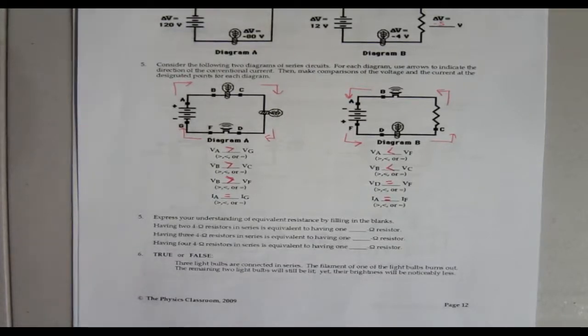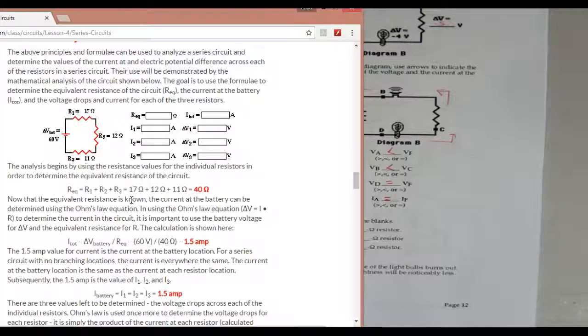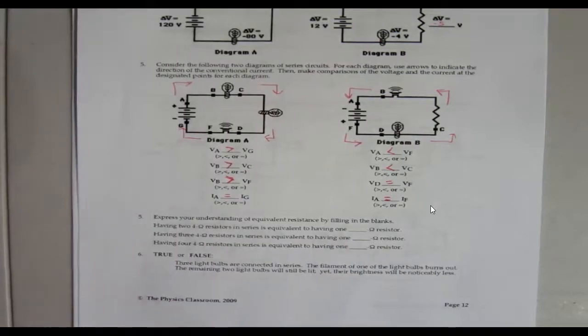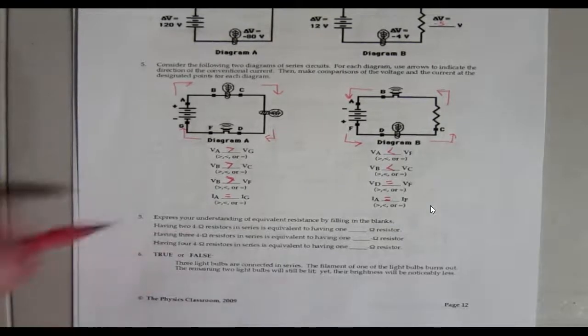Equivalent resistance is super, super easy. I'm going to pull this thing up again so you guys can check it out. Okay, well, here it is. So equivalent resistance equals, you just add up all the resistances, right? So the equivalent resistance was 40 because you added up 17 plus 12, and so on. Easy.